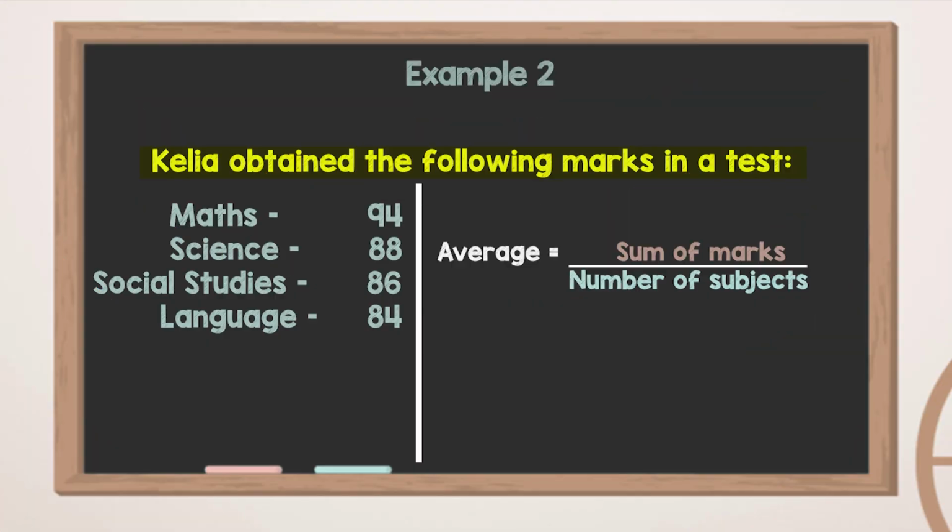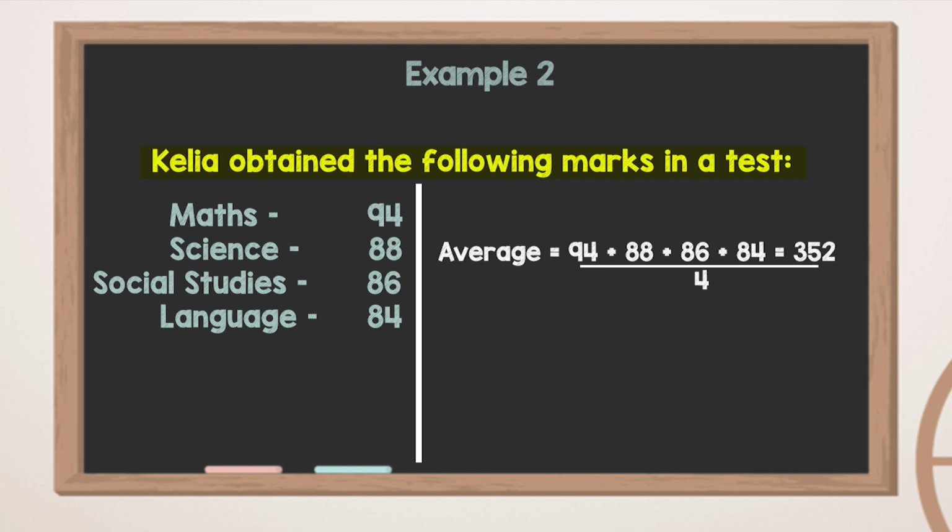So, average equals, remember to always rewrite your formula. It will guide you in your working. Average equals sum of marks divided by number of subjects. Sum of marks equals 94 plus 88 plus 86 plus 84. That will give us a total of 352. Number of subjects, 4.